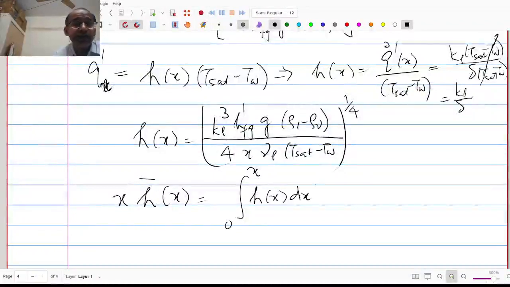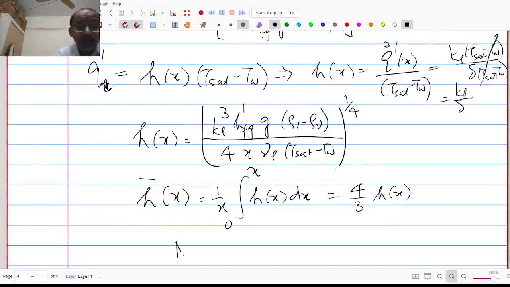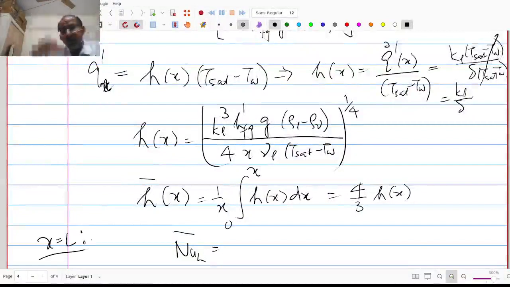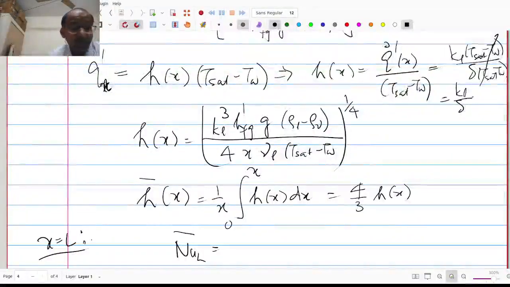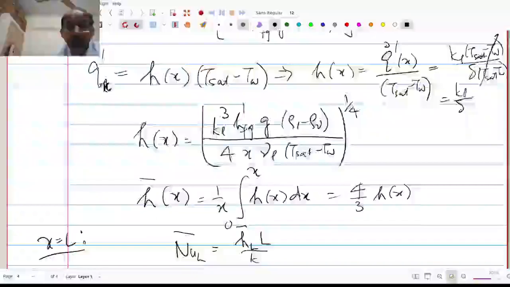Right, so if I remove this x and bring it here, it becomes 1 by x. If I do this, this will come out to be 4 by 3 times h at x, because there is a power of 1 by 4, x to the power of 1 by 4. So if I integrate that, I write Nu bar at x equal to L. That is, if I have a plate of length L, then for the overall heat transfer coefficient for the whole plate, x will be replaced by L. This will be h bar at L into L by KL.